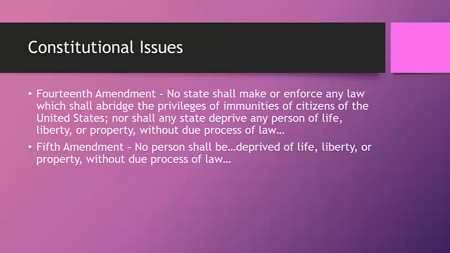Among other things, the two constitutional issues at which we're looking is the 14th Amendment. And I have quoted the amendments here for you. No state shall make or enforce any law which shall abridge the privileges or immunities of citizens of the United States, nor shall any state deprive any person of life, liberty, or property without due process. Then we can look at the Fifth Amendment. No person shall be deprived of life, liberty, or property without due process of law.